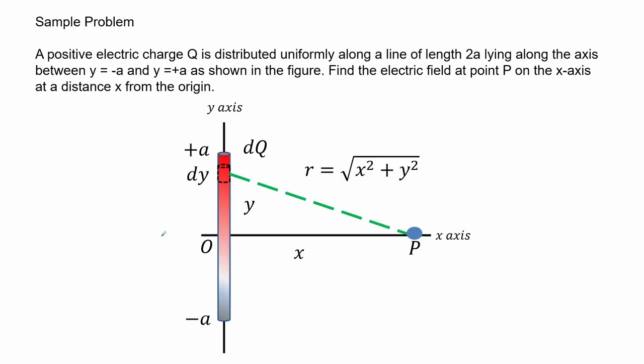Sample problem. A positive electric charge Q is distributed uniformly along a line of length 2a lying along the y-axis between y equals -a and y equals a, as shown in the figure. Find the electric field at point P on the x-axis at a distance x from the origin.